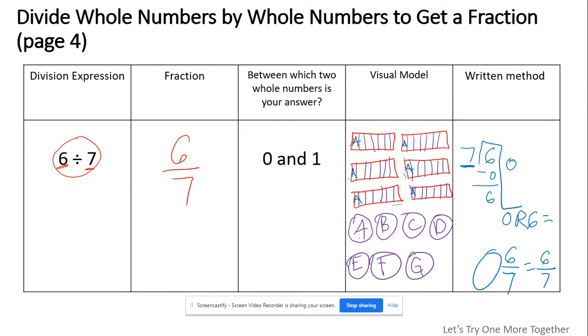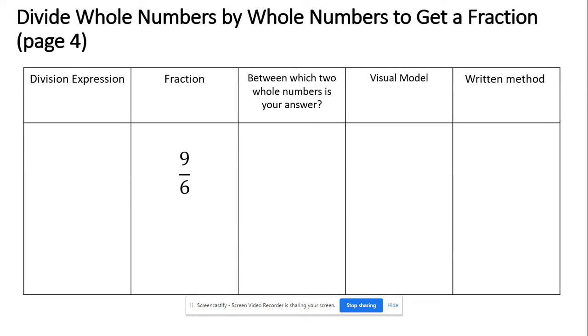Let's try one more together. Here we have 9/6. We want to write that as a division expression. Remember, the numerator becomes our dividend, our first number in the division sign. We're going to be dividing because our fraction bar relates to division. Our denominator becomes our divisor, or the second number we're dividing by, 9 divided by 6.